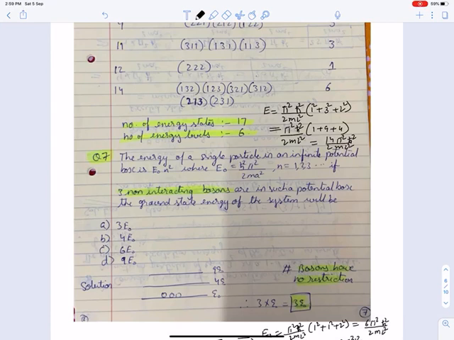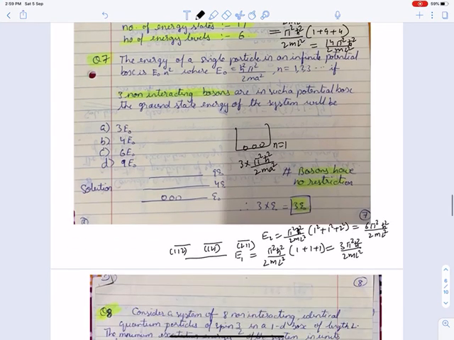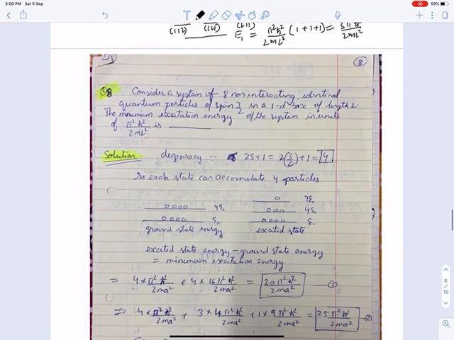Okay, so it means you can put them in the n is equal to 1 state, and you will multiply it by 3, and your state is three into pi square h cut square upon 2m a square. Okay, so you will get the answer 3 epsilon naught. Okay, now next sum.